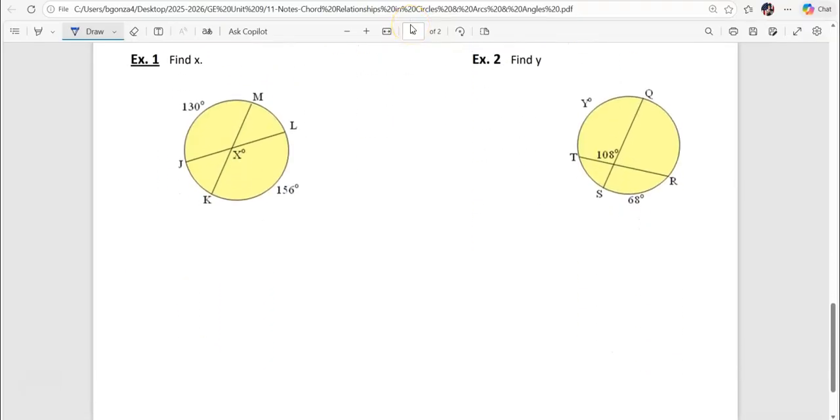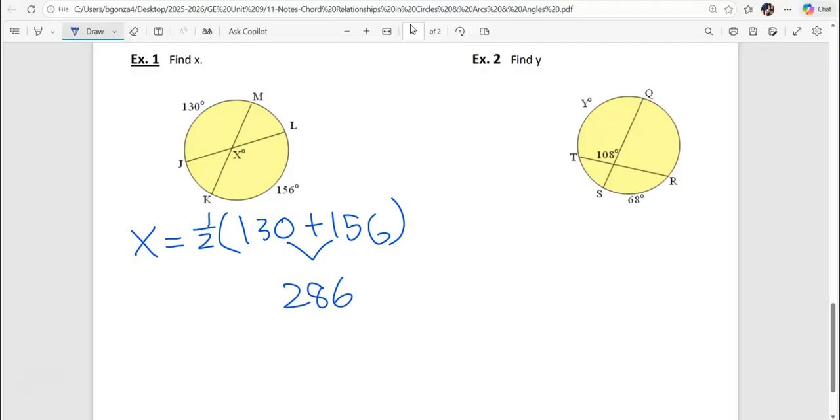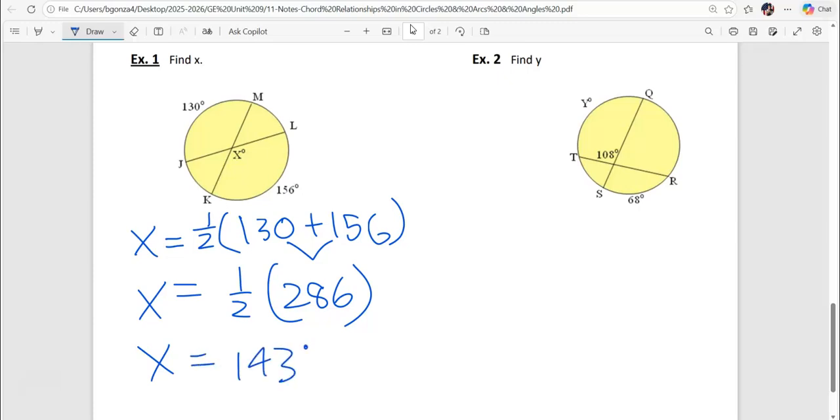If X is inside with 2 chords, you're going to put the angle first equals 1/2. Then you're going to add up these intercepted arcs, 130 plus 156. Now, can you just plug this right side of the equation into Desmos? Yes, but if we did it part by part, 130 plus 156 is 286. And then half of 286 is 143. 143 degrees. It's too easy.